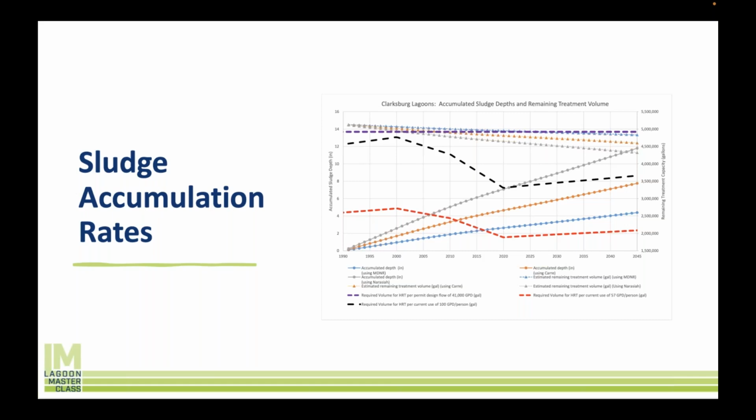This is a really critical part of lagoon management, of lagoon wastewater management. And the better you can predict what's coming down the line, what you need to do down the line, the better off you're going to be, and the better position you're going to be in to make sure your lagoon is always performing at the level it should be performing at.